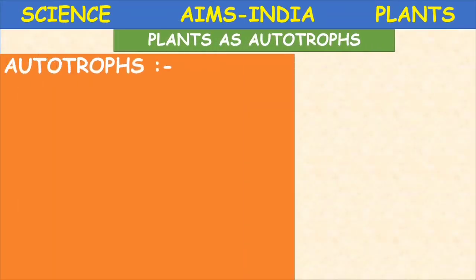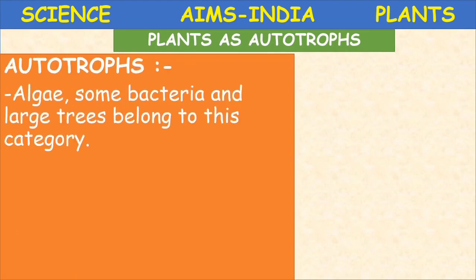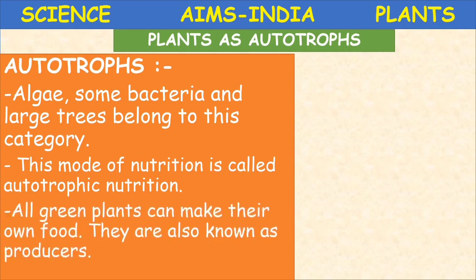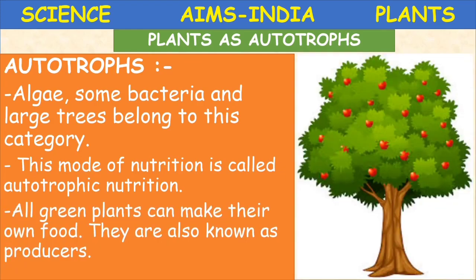Yes. So autotrophs, algae and some bacteria and large trees belong to this category. So this mode of nutrition is called autotrophic nutrition. Some examples of this type of plants are algae, some bacteria and large trees like apple trees and mango trees. All such trees belong to autotrophs here. Okay. And this mode of nutrition is what children? Making of food. Okay. This mode of nutrition is called autotrophic nutrition.